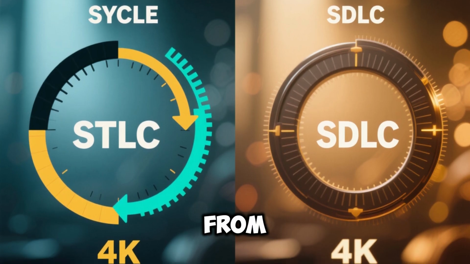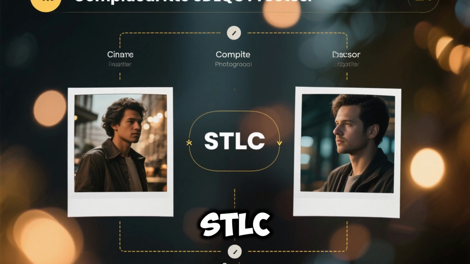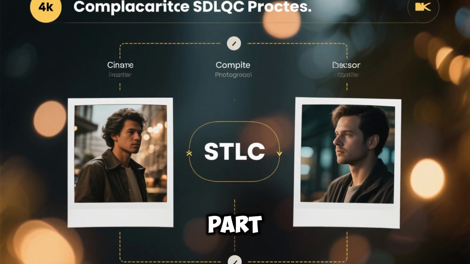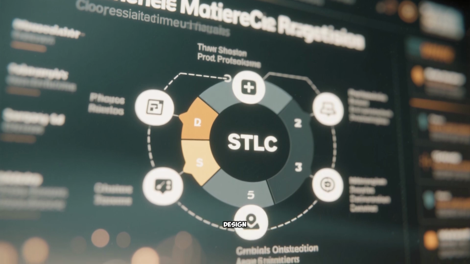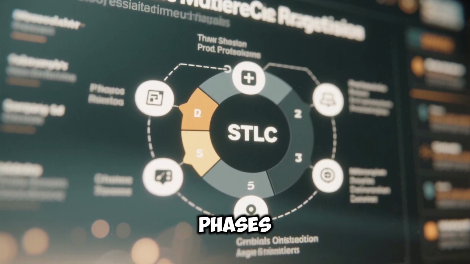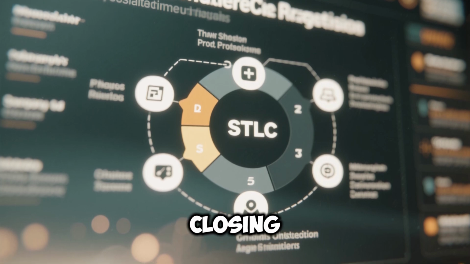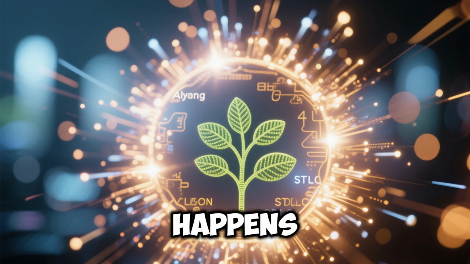So how is this different from the Software Development Lifecycle, or SDLC? The STLC is actually a focused part of the bigger SDLC. While the SDLC covers everything from design to deployment, the STLC zooms in specifically on the validation phases: planning, executing, and closing tests. When you align these two cycles, something amazing happens.